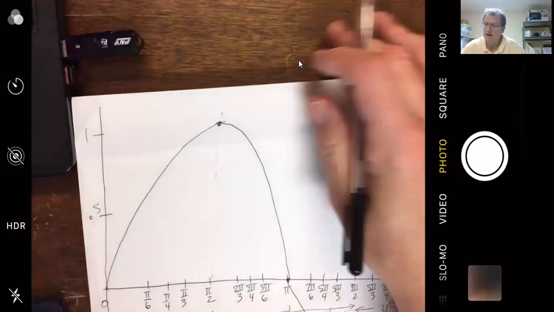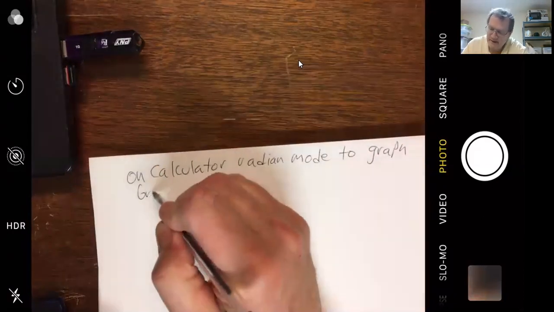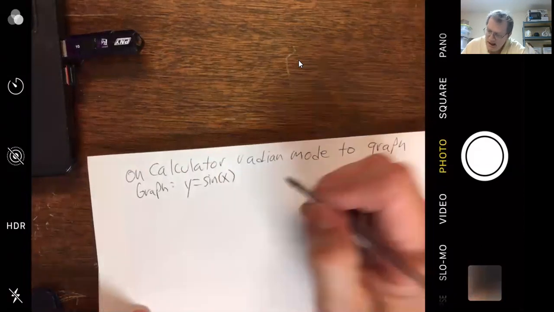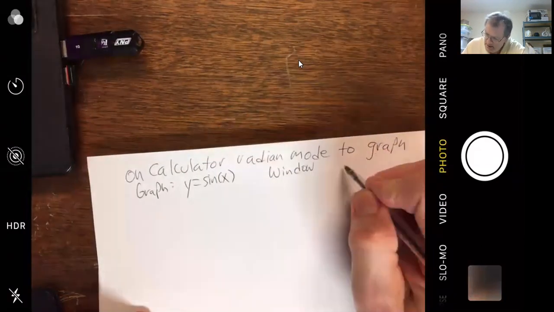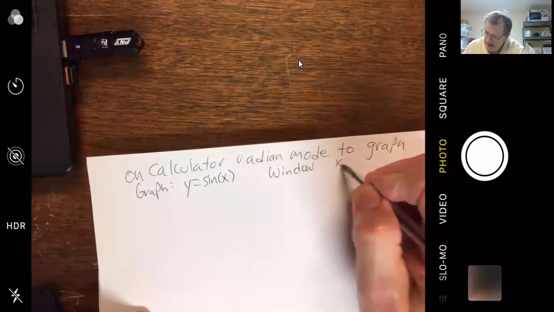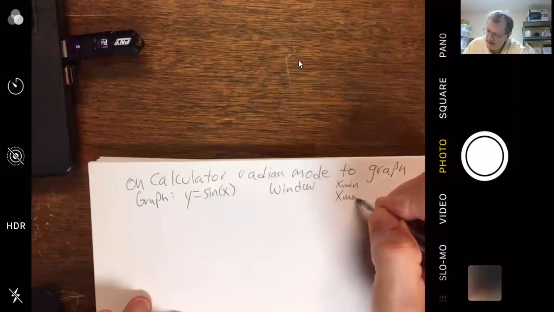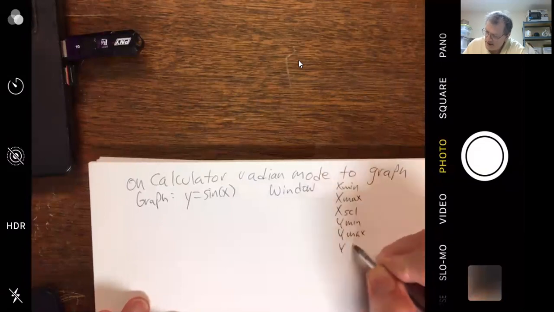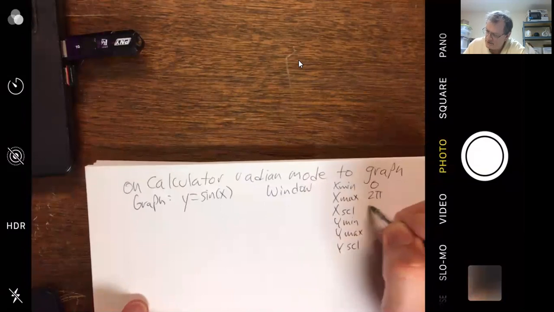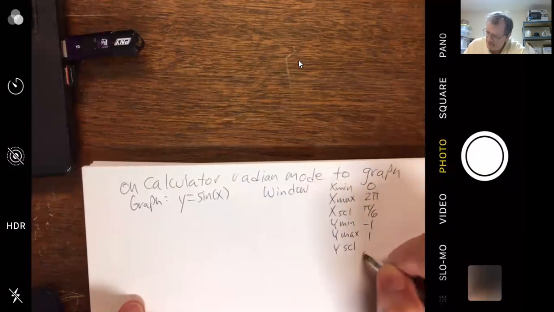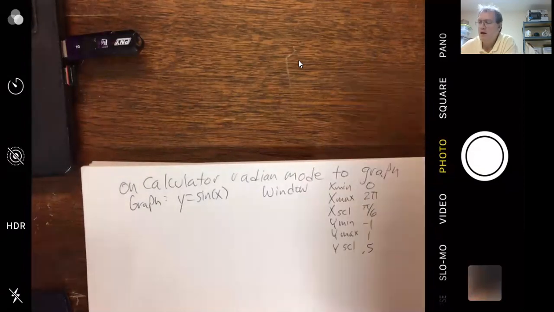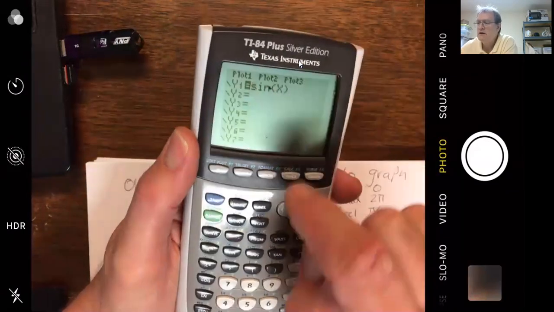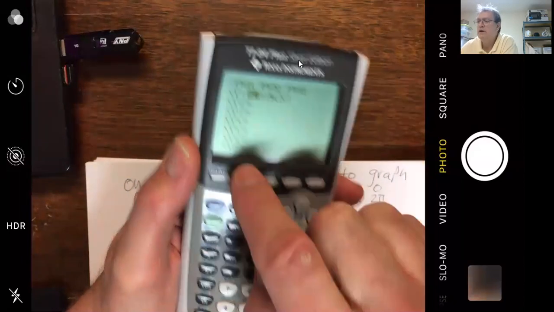I'll write that up here. Graph. Y equals sine of x, radian mode, window, x min, x max, x scale, y min, y max, y scale, and I'm using 0 to 2 pi by, say, pi over 6, negative 1, 1.5. Show you again, y equals sine of x, the y coordinate around the circle. Window there.